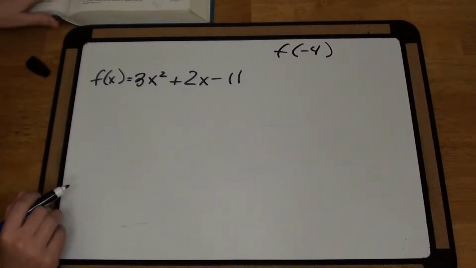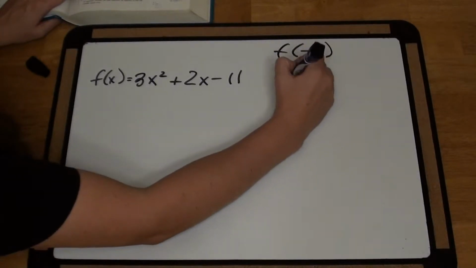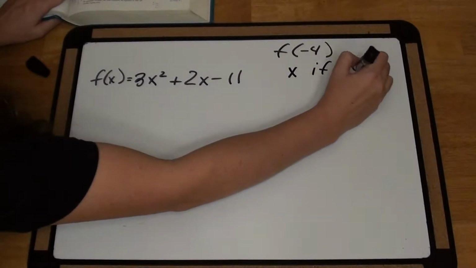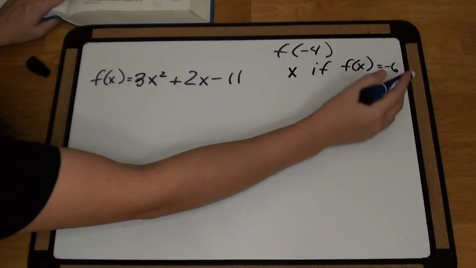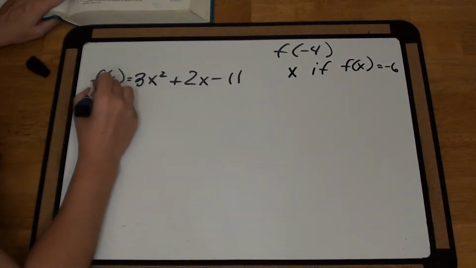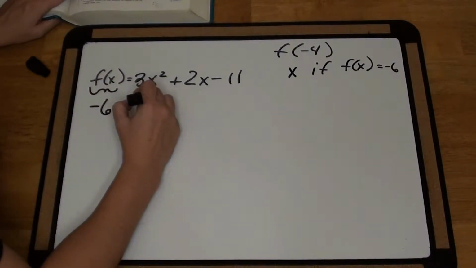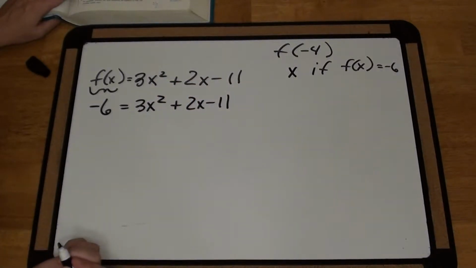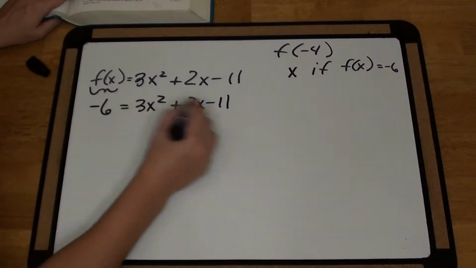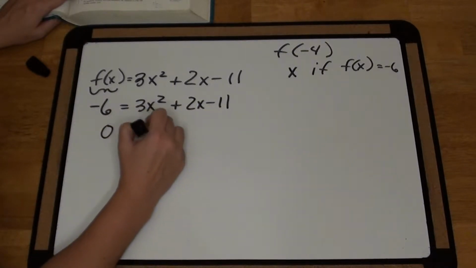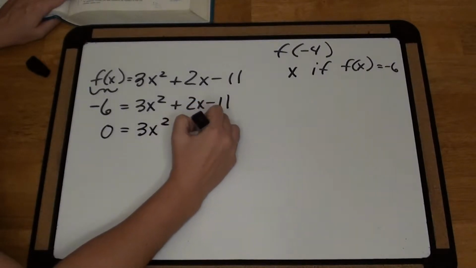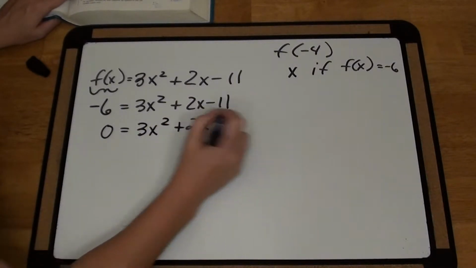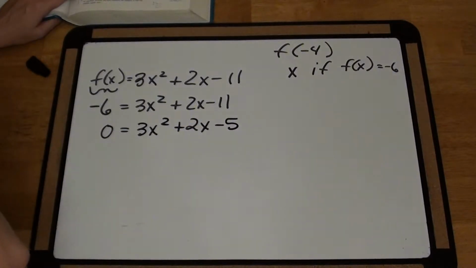But B, when it says x, they want you to find x if f of x is -6. Well, what do we do with this? We have to put the -6 in for this f of x, and then we go ahead and write the rest of the equation. Now, when you get stuck in math, the solution generally is to set the equation equal to 0 and solve for x. So I'm going to set this equal to 0. I'm going to add 6 to both sides, so I get 0 equals 3x squared plus 2x minus 5, because if I add 6 to both sides, I get a -5.